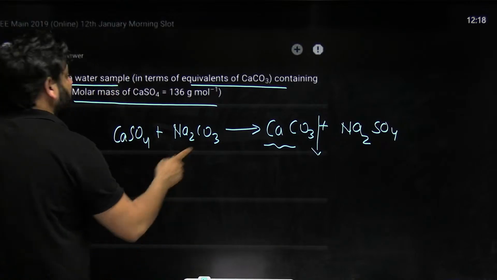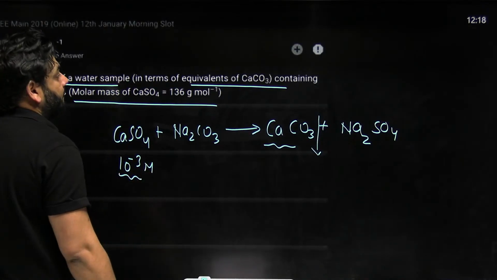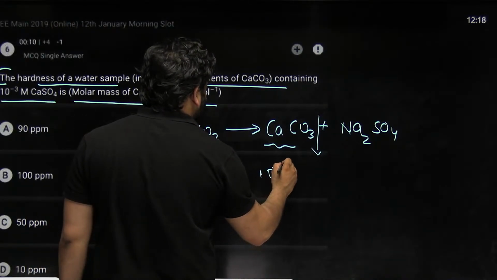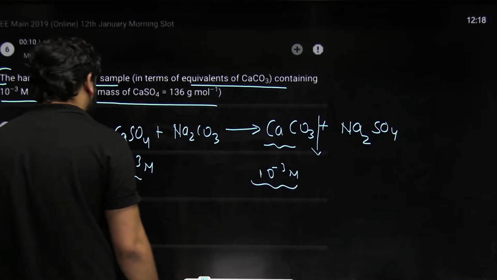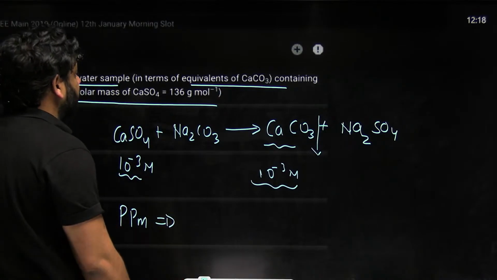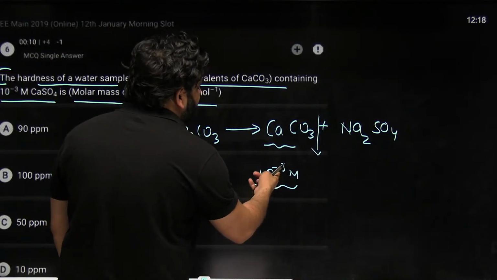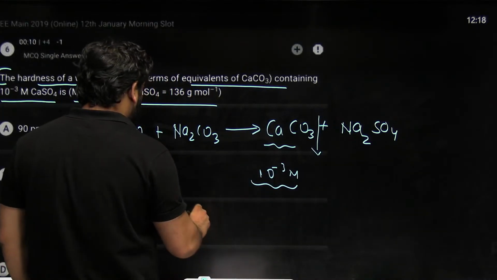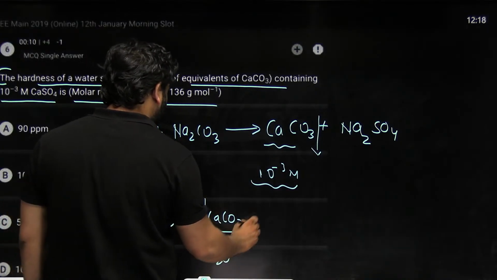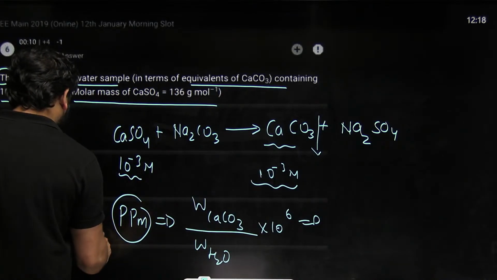and now we'll find out how much mass is there, and this is 10 to the power minus 3 molar, and no doubt if it is 10 to the power minus 3 molar, this will also be 10 to the power minus 3 molar. Then you can find out ppm, parts per million. How? This 1 liter of the solution has 10 to the power minus 3 moles of calcium carbonate. The mass of calcium carbonate over the mass of water, into 10 to the power 6, is called the parts per million or degree of hardness.